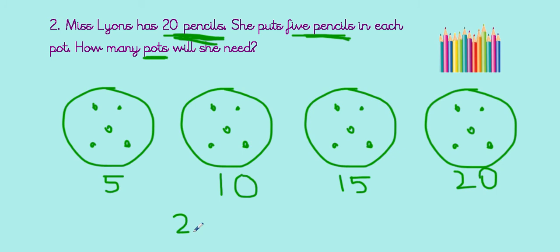So 20 pencils grouped into sets of 5 is going to be how many groups? 4 groups or 4 pots of pencils, you're right. Very well done if you got that one. If not, not to worry, that's a kind of division that we don't often practice, so well done.